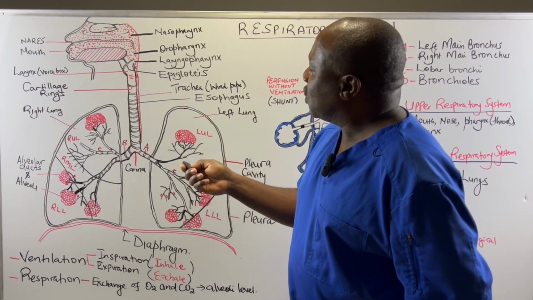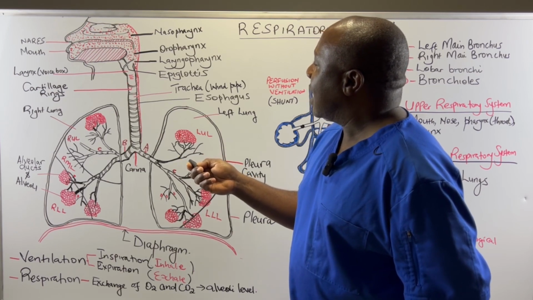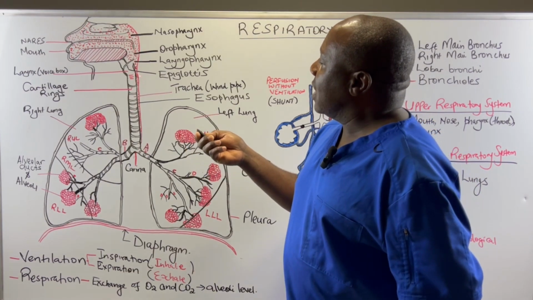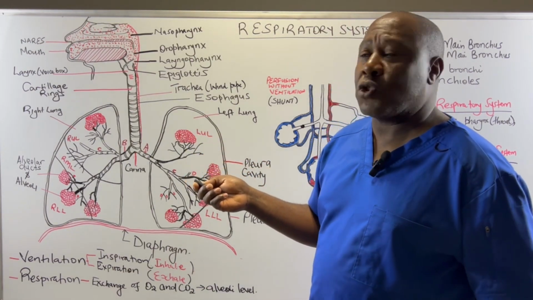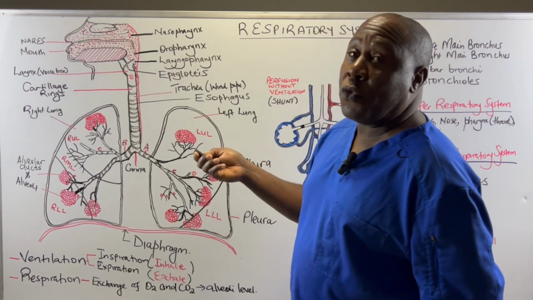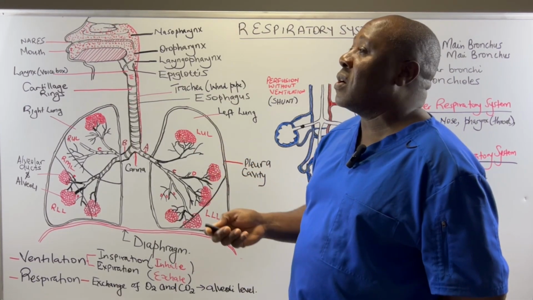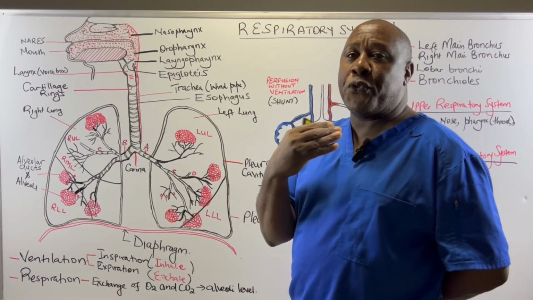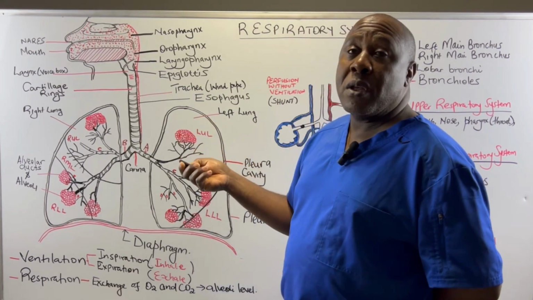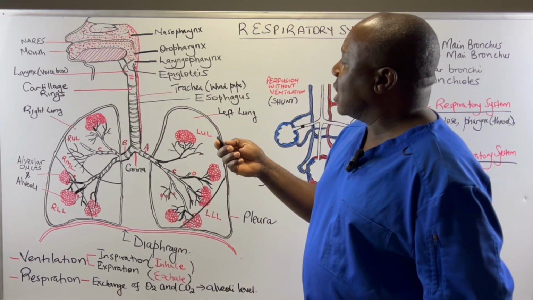If you look at the trachea, it has C-shaped cartilages on the anterior side, while the posterior side is made up of smooth muscle, and this smooth muscle is shared with the esophagus. So these C-shaped cartilages are only found on the anterior or front side of the trachea, but behind, we have the smooth muscle, which is shared with the esophagus.